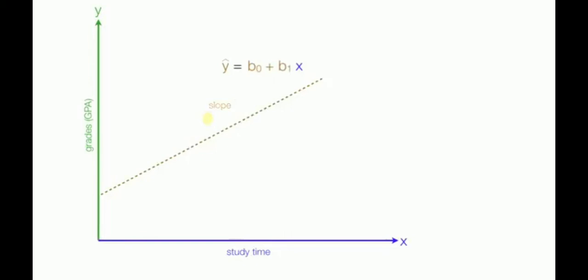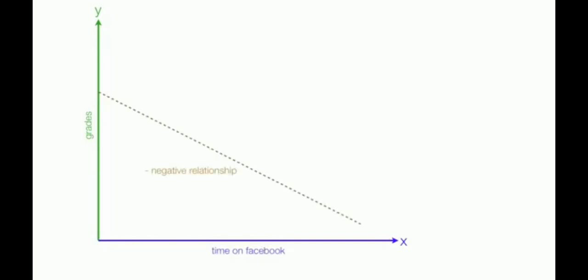In the next video, I'll discuss how you develop these equations. Now, if I change the x-axis to time on Facebook, we see a negative relationship. More time on Facebook, grades will suffer and go down. A negative relationship. What we're estimating is still grades. Estimated grades is equal to b0 minus b1 times x, where x is time on Facebook. b0 is still the y-intercept, and it is a calculated value. The slope of the line is negative b1 because it's downward sloping, negative relationship. And as I said before, I'll show you how to calculate this equation in the next video.